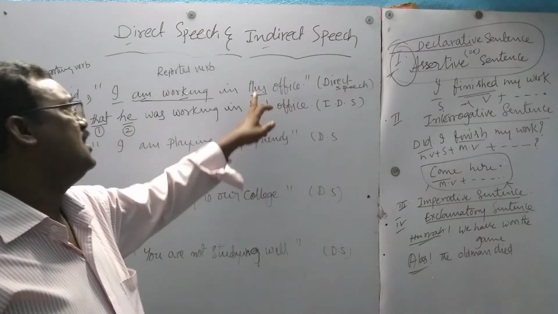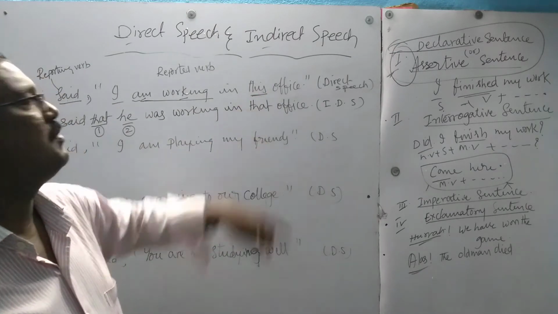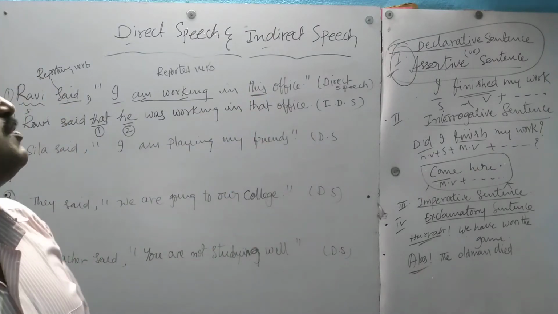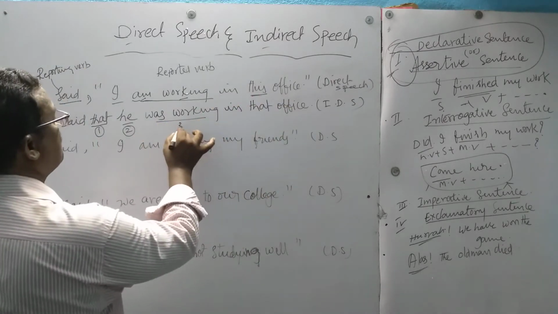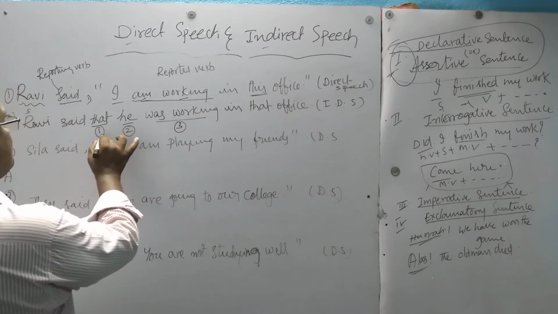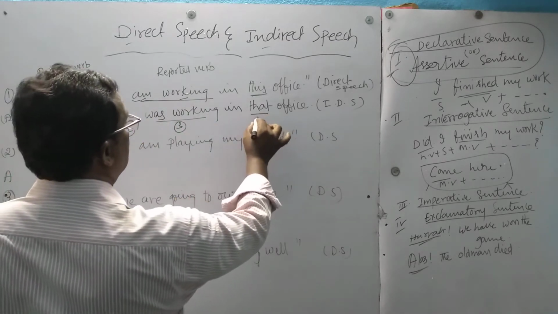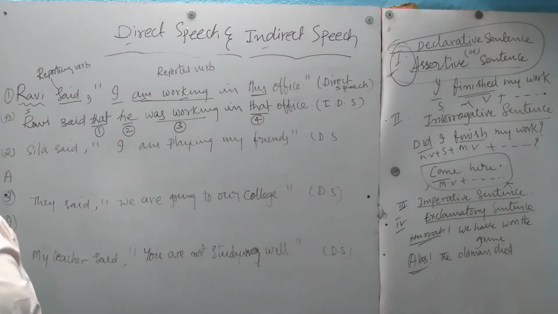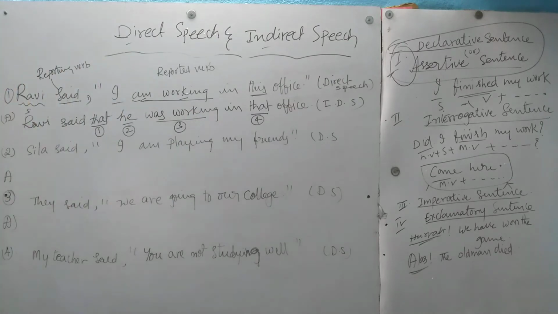Prepositions we should not change. The words that refer to place we have to change appropriately. "This" will become "that." "These" will become "those." "Office" remains office. So this is the third one, tense. This is the conjunction, this is the pronoun, this is the tense form. This is the fourth one, place: the words referring to the place we have to adjust according to the situation.